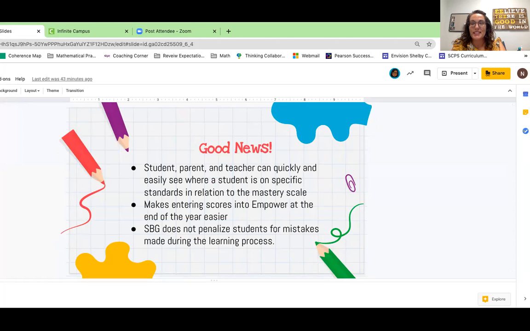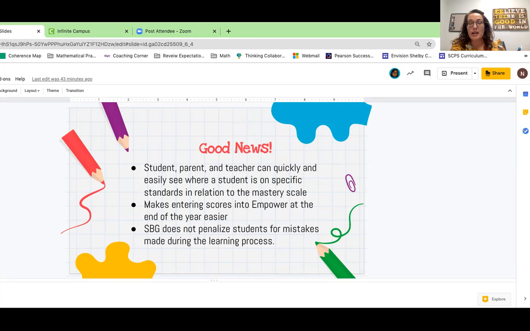The good news is that students and parents and teachers can really quickly and easily see where a student is on a specific standard in relation to the mastery scale. I loved how Mr. Stewart had just to look at those green and red columns. Everything else is just evidence towards the standard, and the green columns are the ones that really matter. And they really stood out in his grade book and made it pretty easy to do.